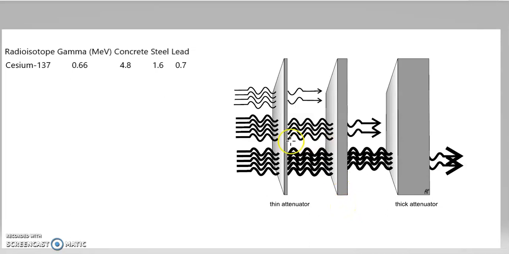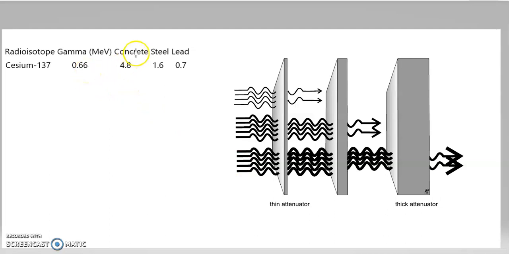Hi guys, in this video we are going to look at the half thickness or the half layer thickness. So let's first understand what it means. Let's say that here on the left side we have a source of cesium-137. Cesium-137 is a radioactive isotope. That means that the source will emit gamma radiation, and these waves here actually represent the gamma radiation.